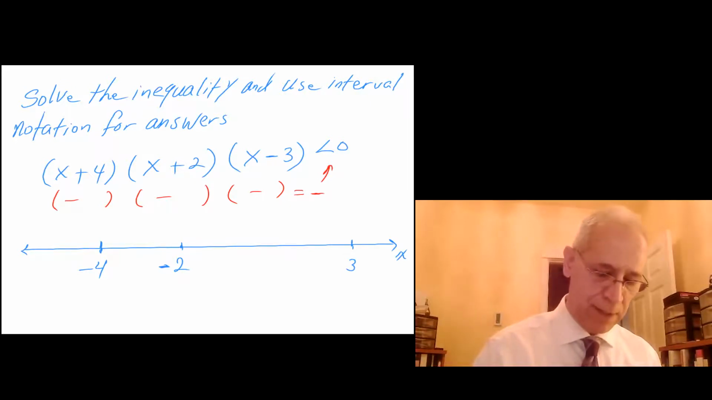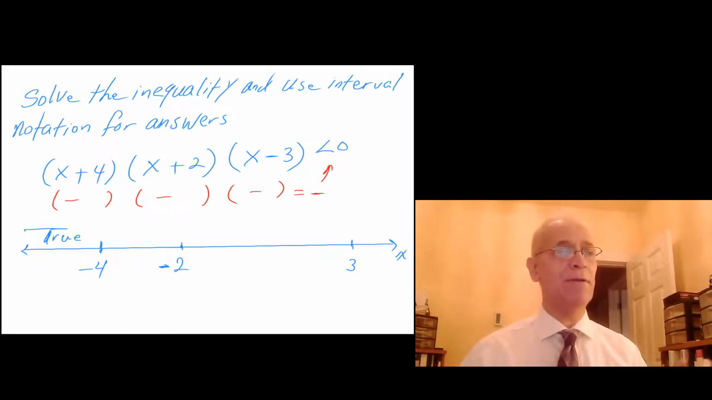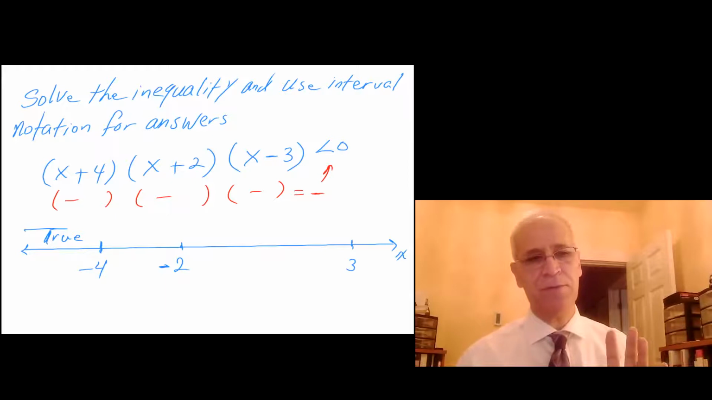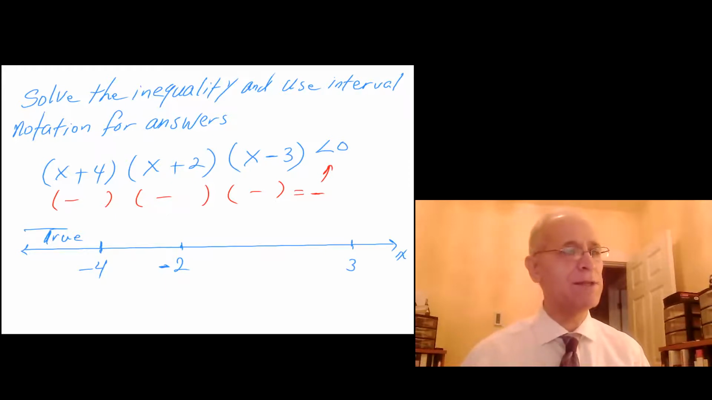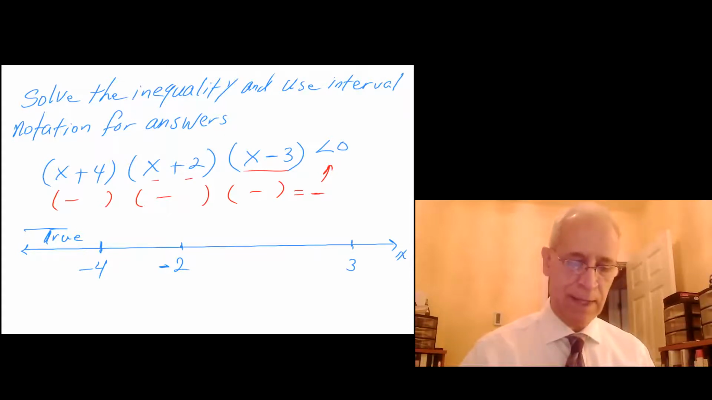All the values to the left of -4 give me a true statement. You can plug in any number in there. You don't have to, but for the sake of discussion, let's say -10. Well, -10 gives me a negative value in here, and a negative value in here, and a negative value in here. And negative times negative times negative is negative. So every value to the left of -4 gives me a true value.